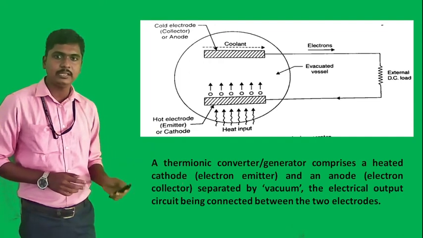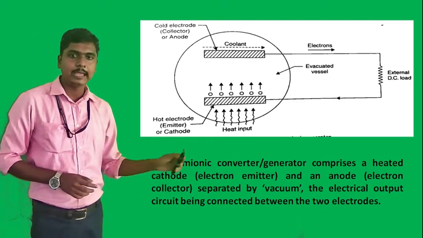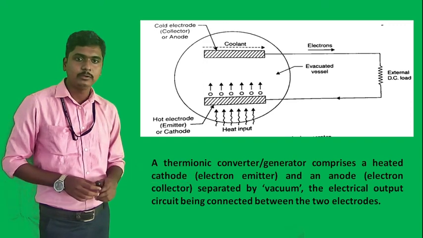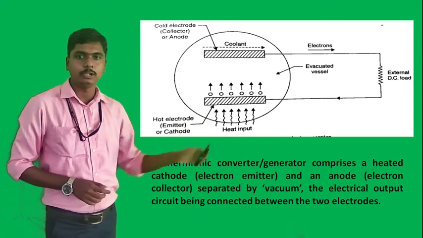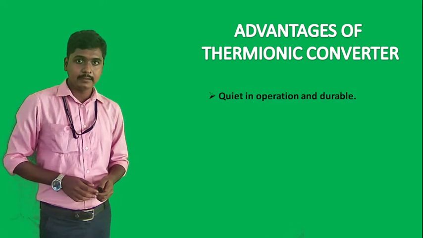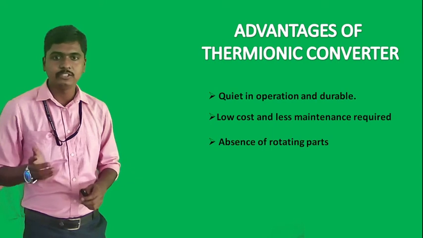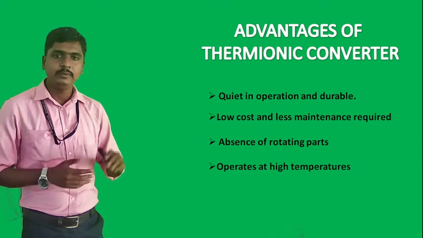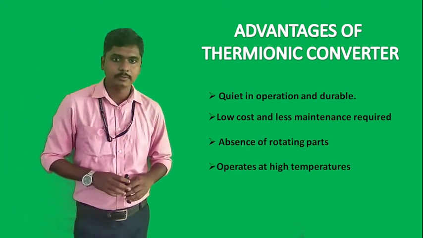Same thing I have mentioned here. A thermionic generator contains a heated cathode and an anode separated by a small gap, mostly vacuum. The electrical output circuit is connected between these two electrodes, cathode and anode. Some advantages: it is also noise-free operation, very quiet, and cost is low. There are no moving or rotating parts, and it can operate at extremely high temperatures also.